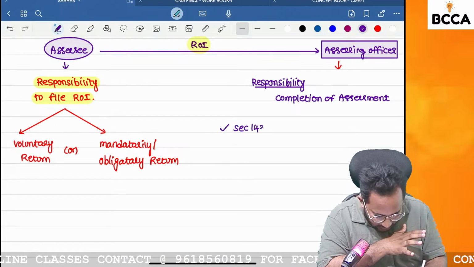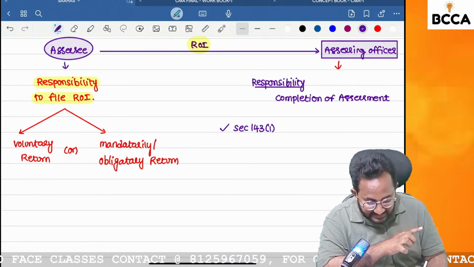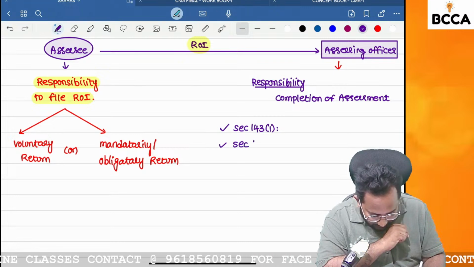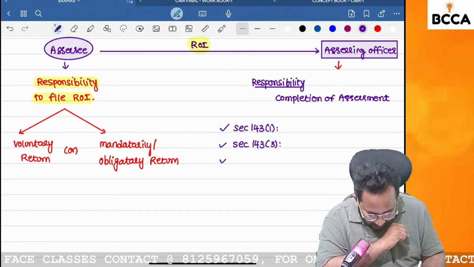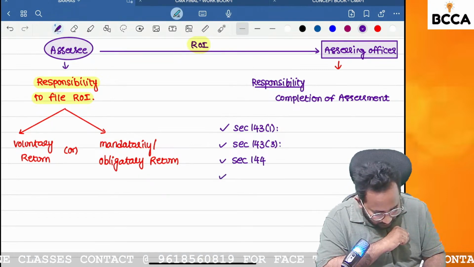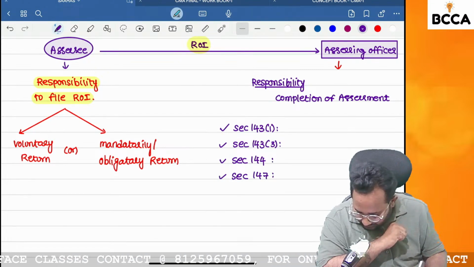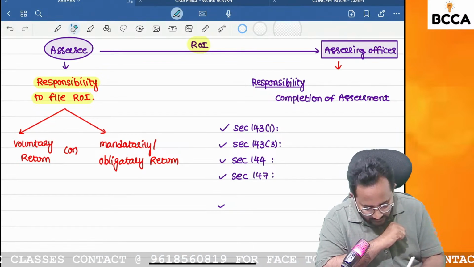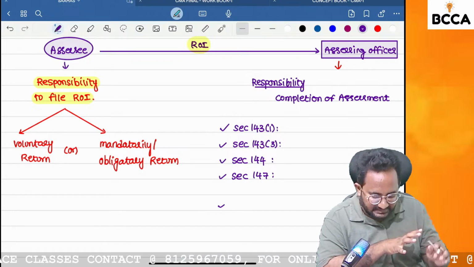Under section 143 subsection 1 of the Income Tax Act 1961, we have assessments. Next we can do the assessment under section 143 subsection 3. Next we have section 144. Next we have section 147. I will just tell you the names, ma. No need to think about the contents. Just remember the names.